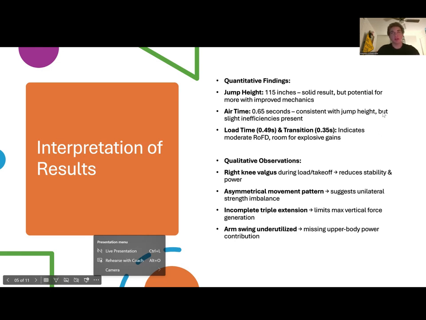In terms of technique, we're seeing right knee valgus, incomplete triple extension, and underutilized arm swing, which are all limiting force output and control. The key takeaway here is this athlete has great potential, but needs improvement in movement efficiency and coordination to reach their full vertical jump performance capacity.